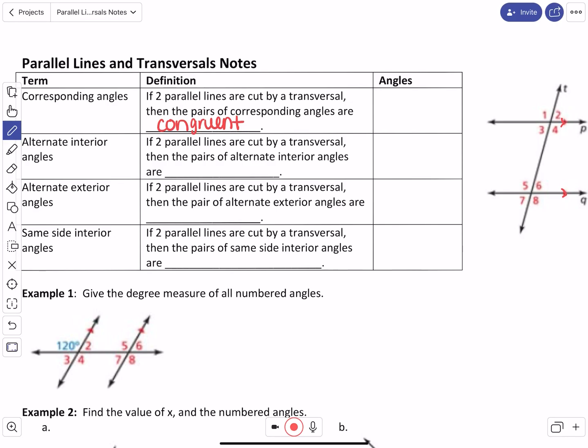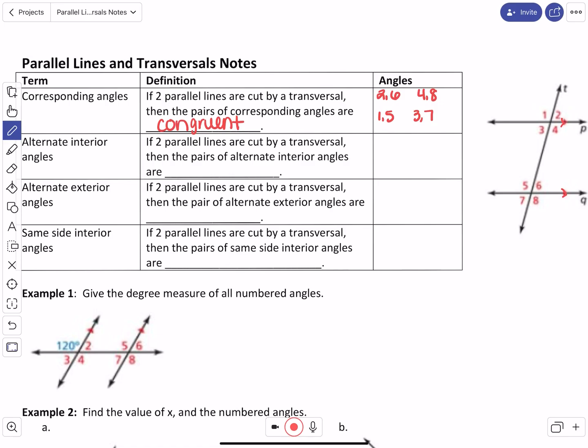Okay, so for example, angles 2 and 6 are corresponding, 4 and 8 are corresponding, 1 and 5 are corresponding, and 3 and 7 are corresponding, which means those angles are all congruent to each other.